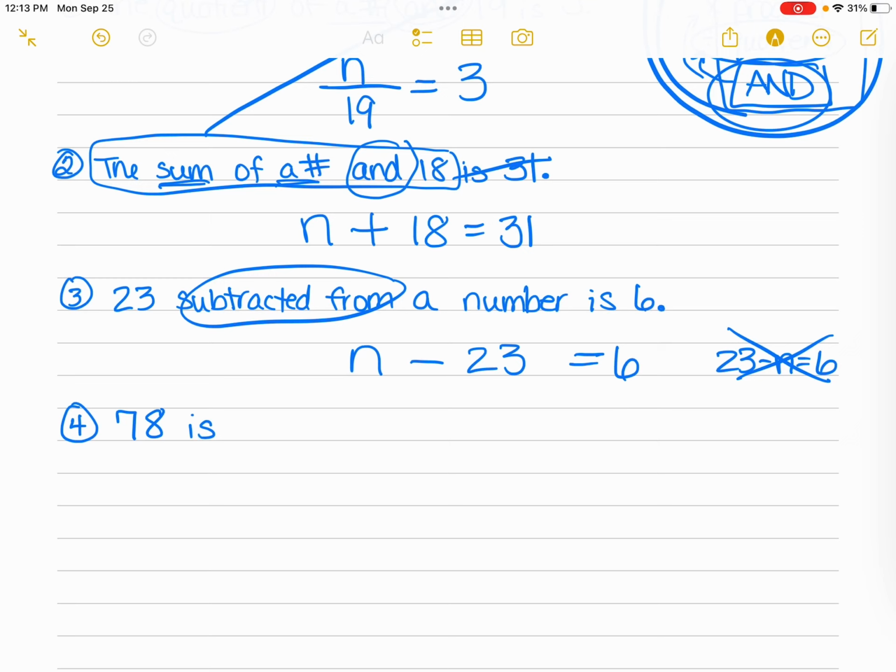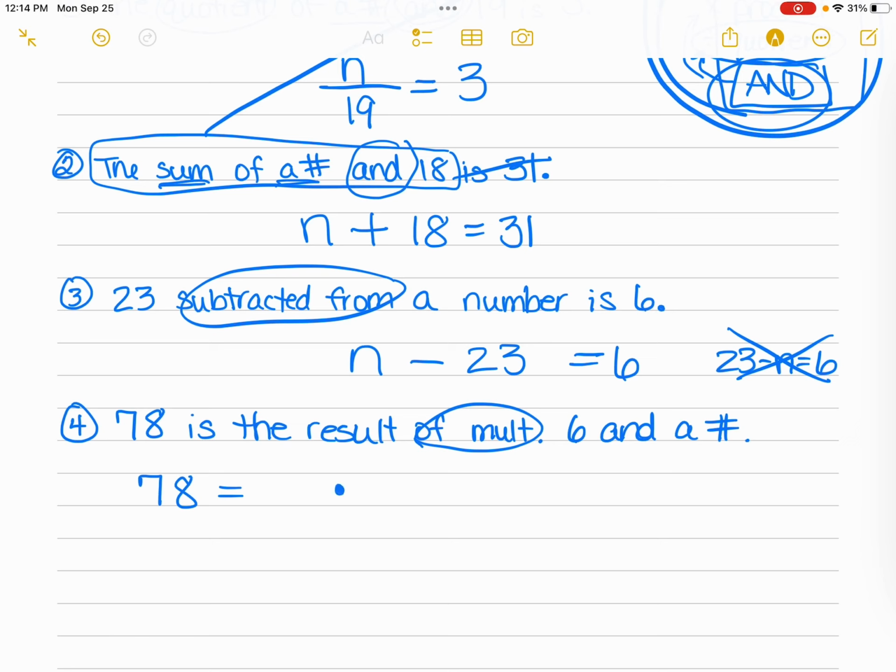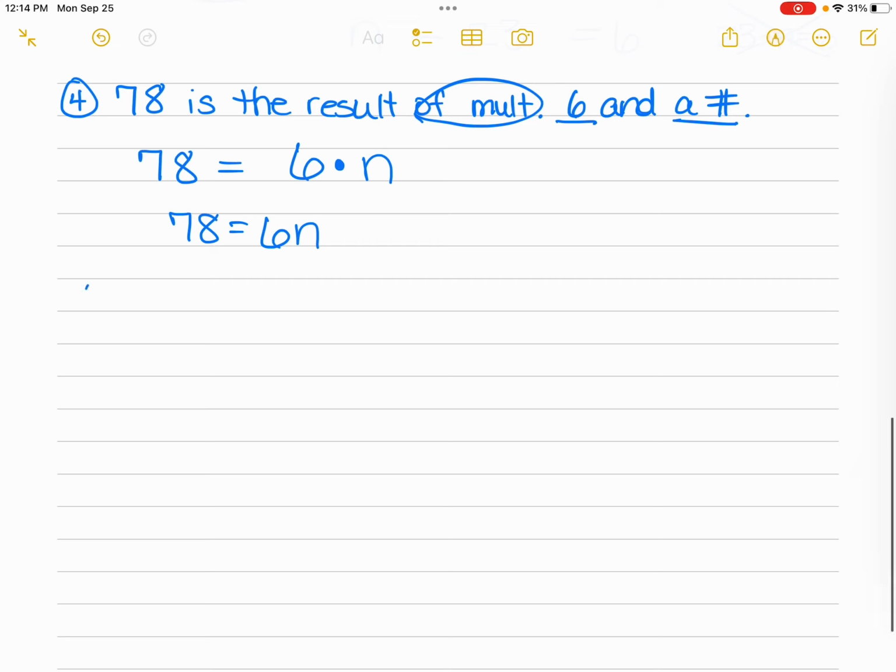Okay, number 4, 78 is the result of multiplying 6 and a number. I'm just going to abbreviate that word. Okay, so 78 is the result. So that's easy. 78 equals. And then it says of multiplying. So I know I'm going to have multiplication. And it's 6 and a number. So 6 times n. And remember, you don't have to put that times sign. You can also just have this be 78 equals 6n.